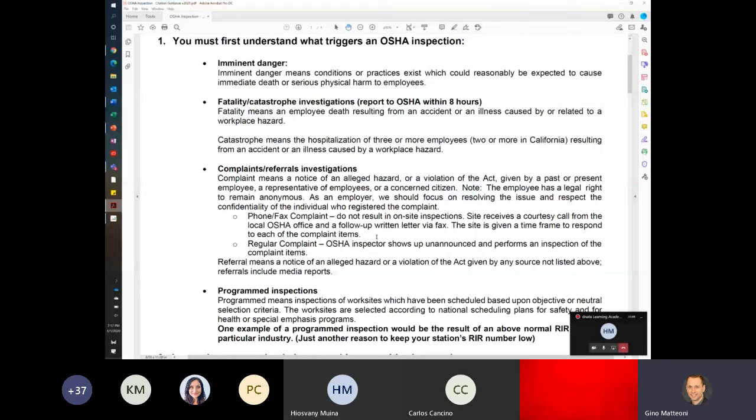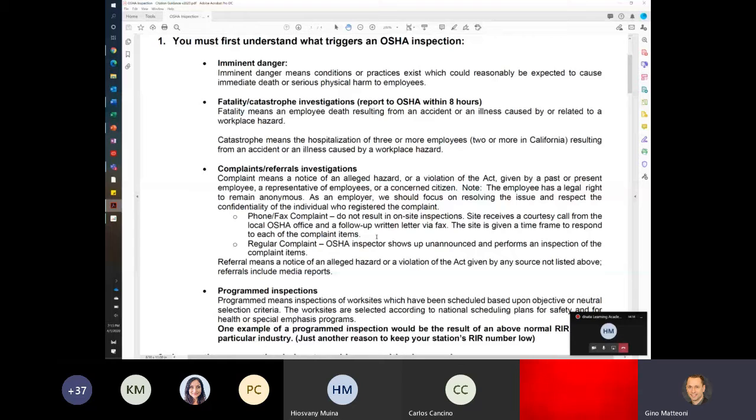OSHA inspections are performed for very purposeful reasons. An OSHA inspector can't just say, well, look, my afternoon is free, I don't have a Learning Academy call today, so I'm going to go do an inspection in Newark, or I'm going to go do an inspection in Philadelphia today. No, they have to have a very specific reason, generally falling into these four categories on the screen now. One of those is imminent danger, meaning that conditions or practices exist where there is a high probability of a death or serious physical harm to employees.